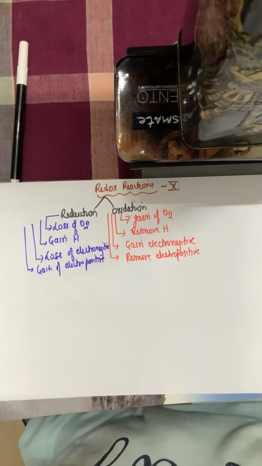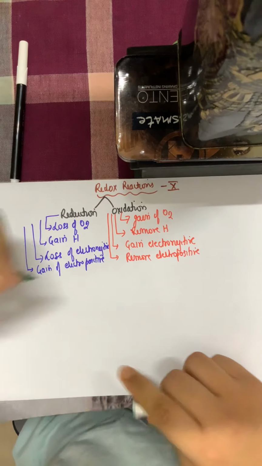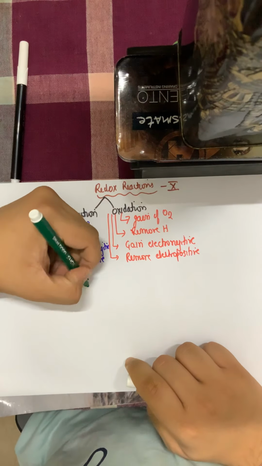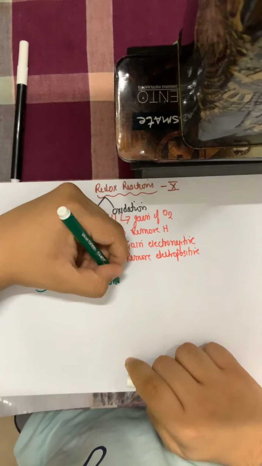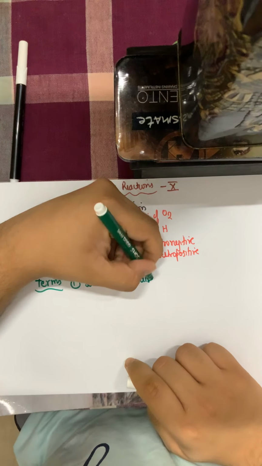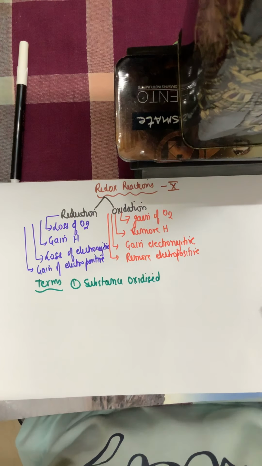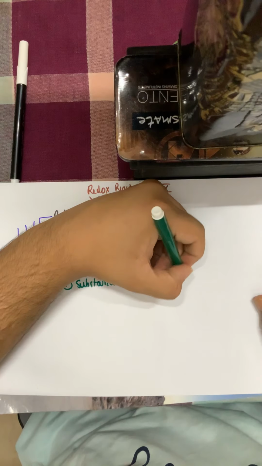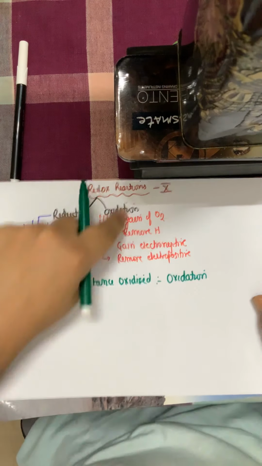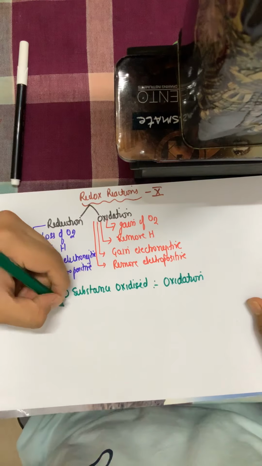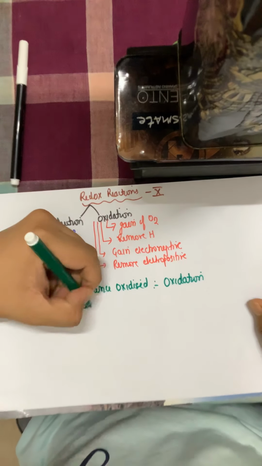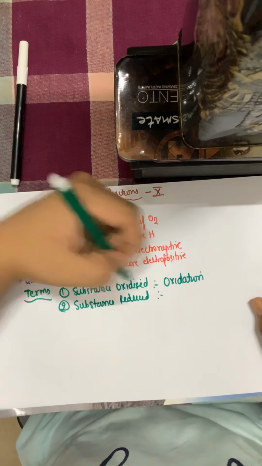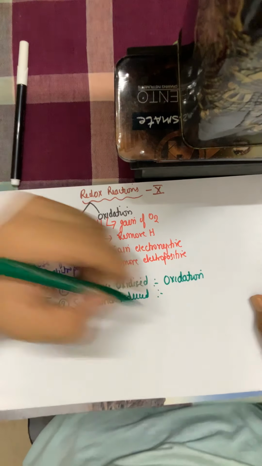So on the basis of that we have four definitions, four terms. The first term is substance oxidized. Substance oxidized means the substance which has undergone oxidation. On this substance I have done any one of the four. Reduction is opposite, so substance reduced will be the one in which I have done any one of the four. It has undergone reduction.